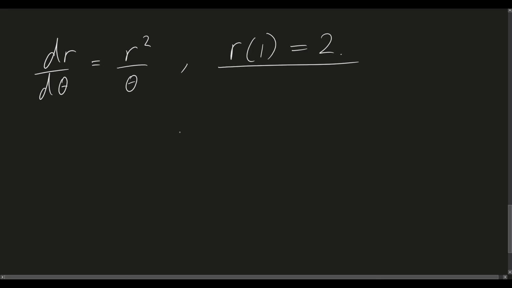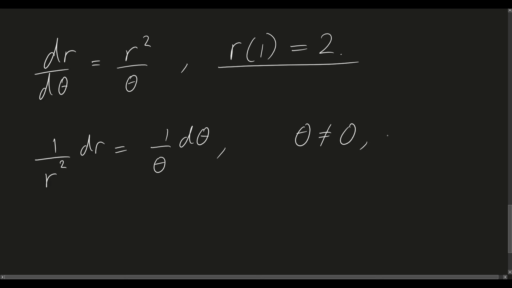Okay, so again, separation of the variables. What we want is to have all the r's on one side, all the thetas on the other side. So to do that here, what it ends up becoming is just 1 over r squared dr is equal to 1 over theta d theta. And again, this is the stage at which I like to quickly check if there's going to be any restrictions. And so clearly, what we can see is that theta cannot be equal to 0, and r squared can also not be equal to 0. And you can just rewrite that as r cannot be equal to 0.